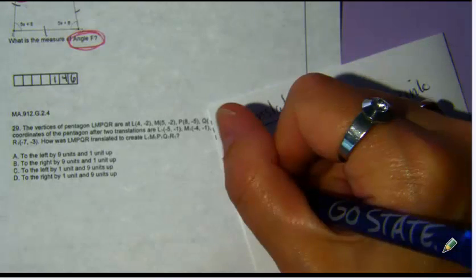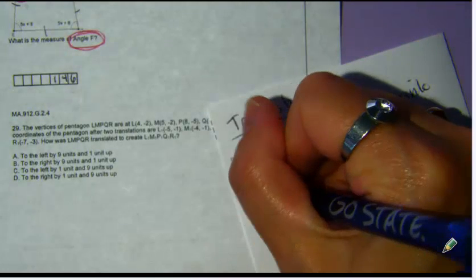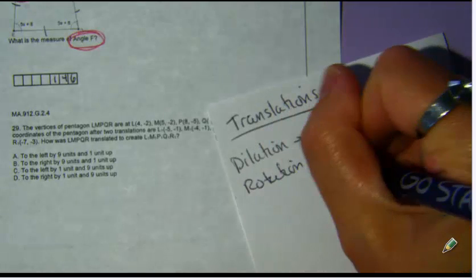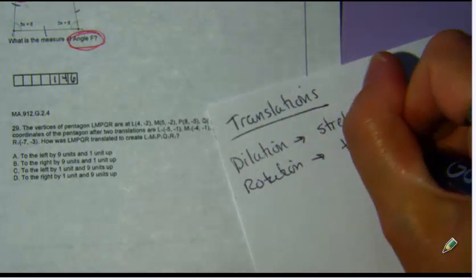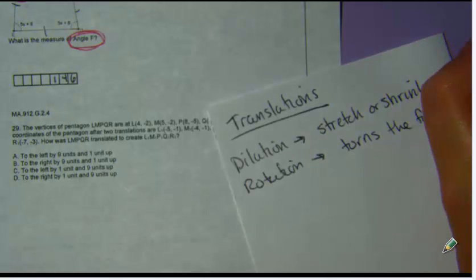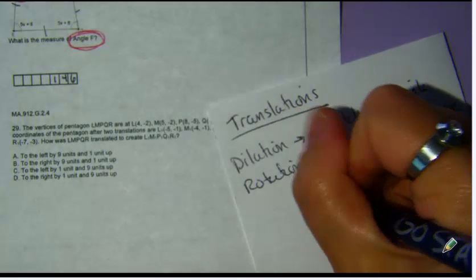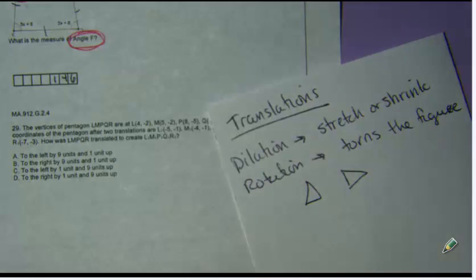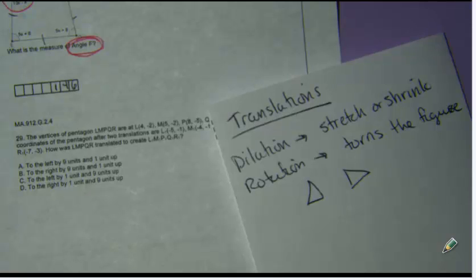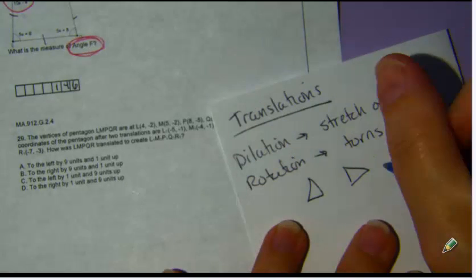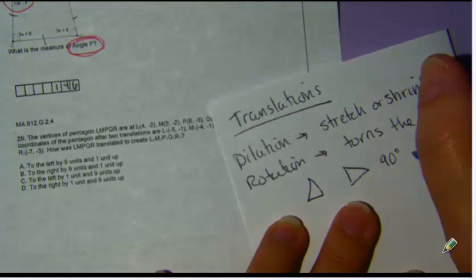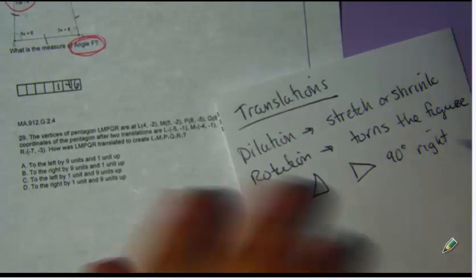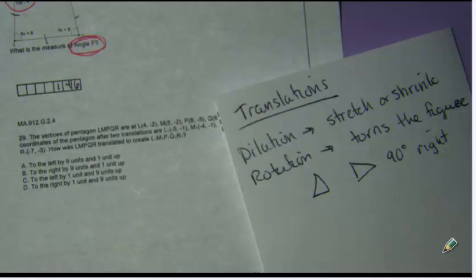You have a rotation, which turns the figure. So for example, if I had a triangle like this, I could rotate it and it would go like that. So you can rotate by like 90 degrees, 180 degrees, 270 degrees. If you rotate 360 degrees, you're back where you started. This would be a 90 degree to the right. That would be because I rotated it.